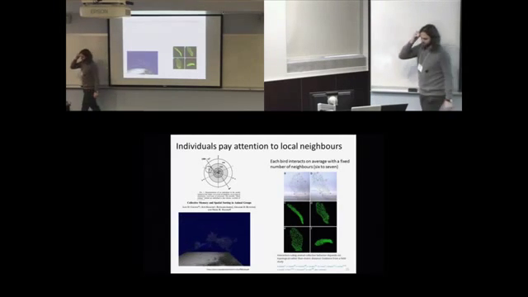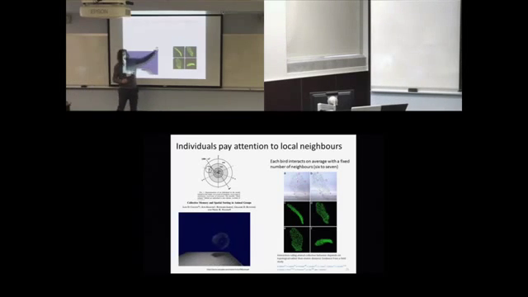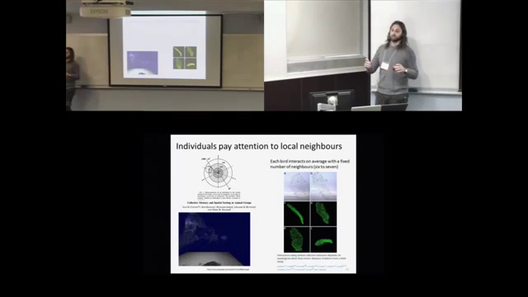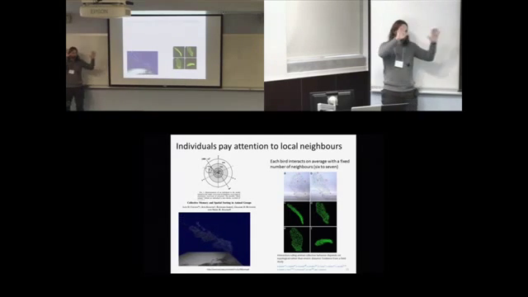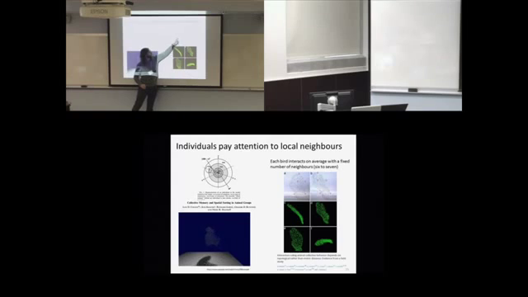Studies on real animals have shown this actually happens. Here's some work on starlings that has demonstrated individuals really do pay attention to local neighbours, and the magic number seems to be somewhere between 6 and 7. This was done by taking still shots of these flocks just before roost, and looking at how individual trajectories change based on their local neighbours.